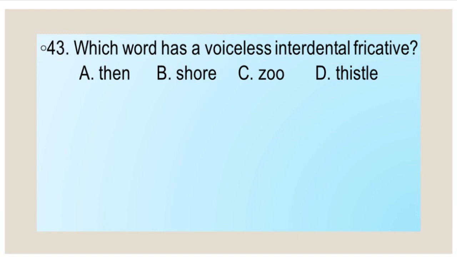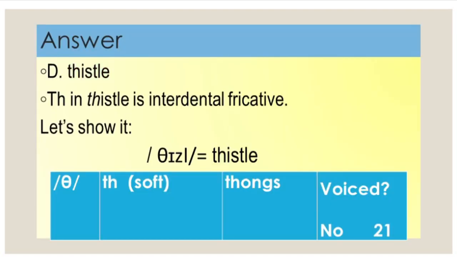So you feel the vibrations if you place two fingers against your throat. Interdental: when you produce the sound, the teeth become very active. Let's look at this. The answer is option D, thistle. The TH in thistle, the two letters combined, actually produce one sound. We call that a digraph.